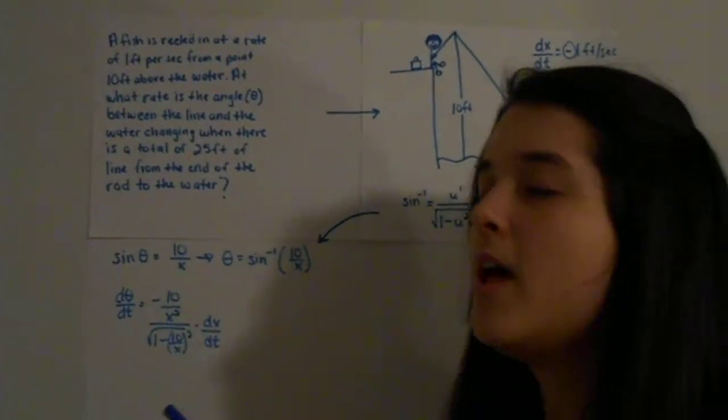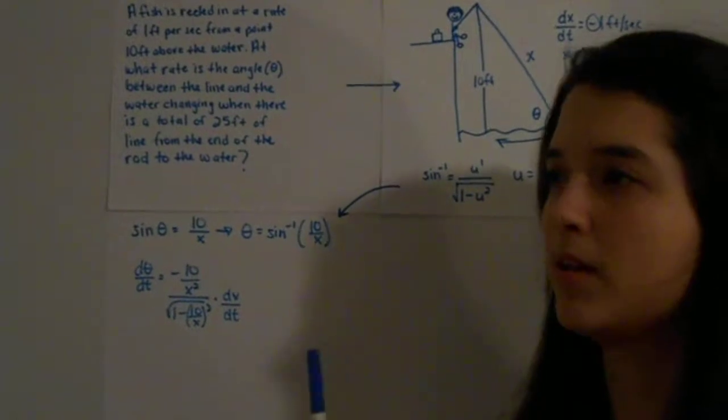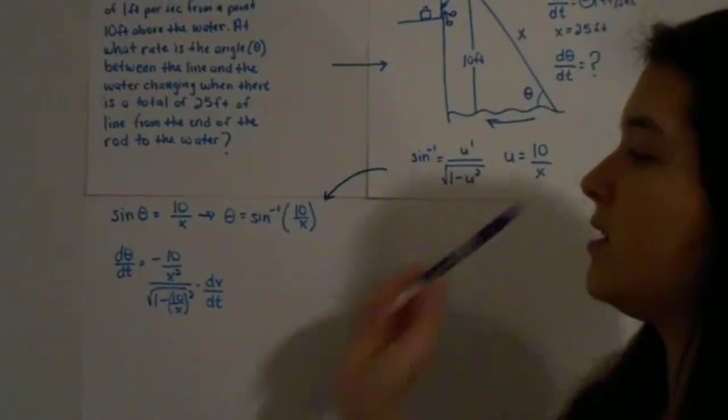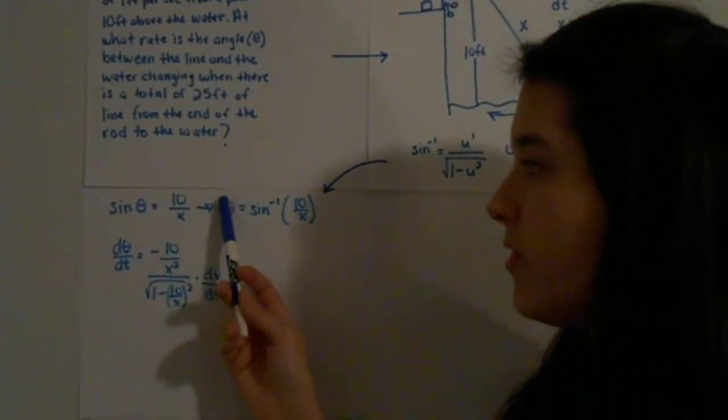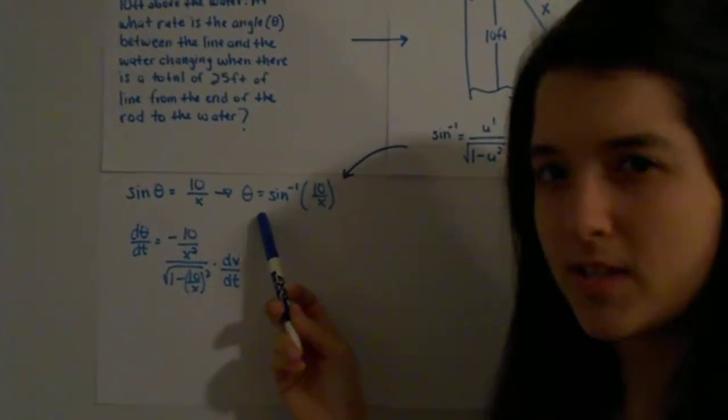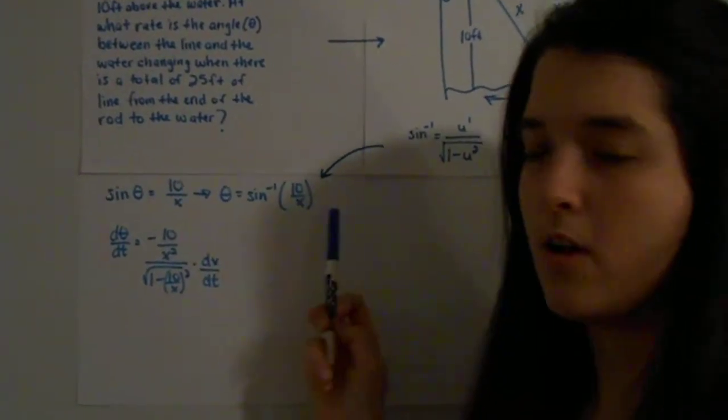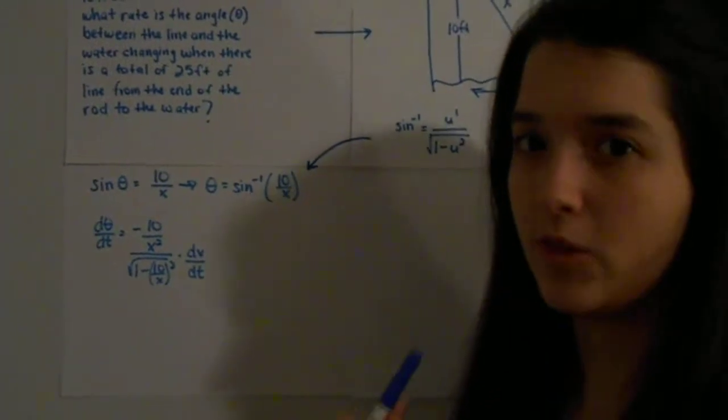Now we need an equation where we can find the variables and plug the numbers in to find d theta dt. So here we go. Theta equals the inverse sine of 10 over x. Okay, now it's time to take the derivative.